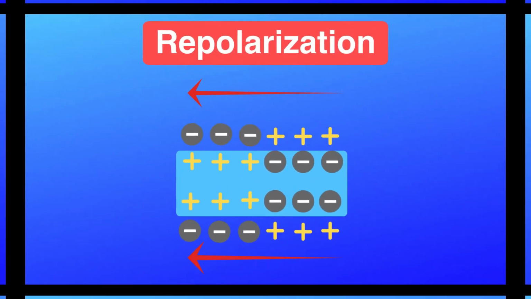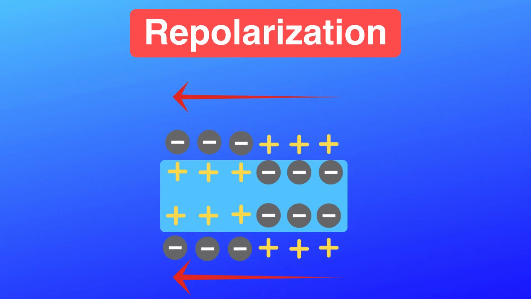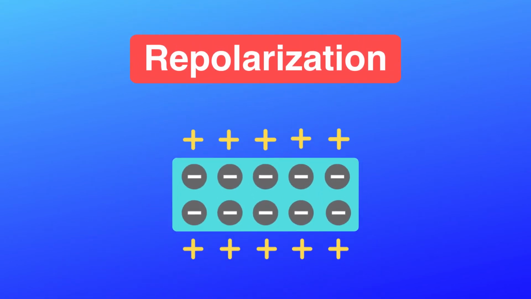So when you have repolarization, the reverse occurs, and the cell will regain its negative charges. So at the end of the repolarization, you will have all negative charge inside the cell and the positive charges will be outside.